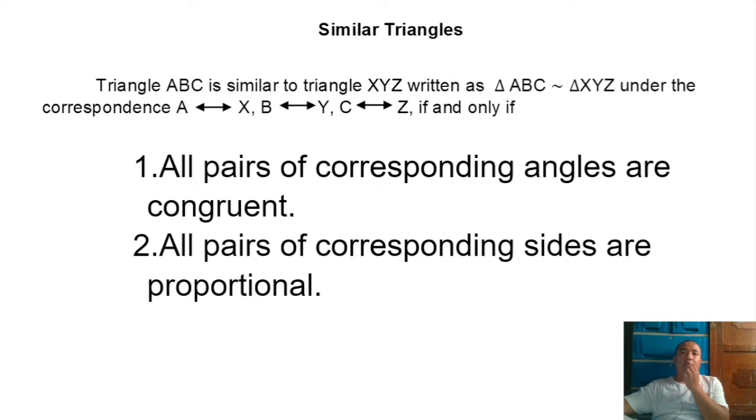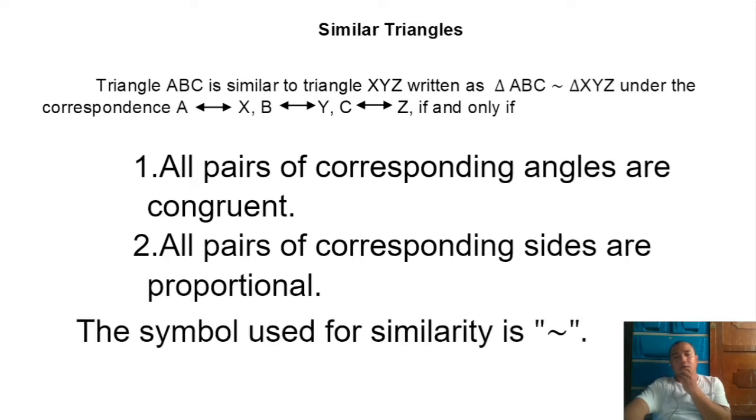In order for two or more triangles to be similar, all pairs of corresponding angles must be congruent, and all pairs of corresponding sides must be proportional. The symbol used for similarity is this, the wave sign.